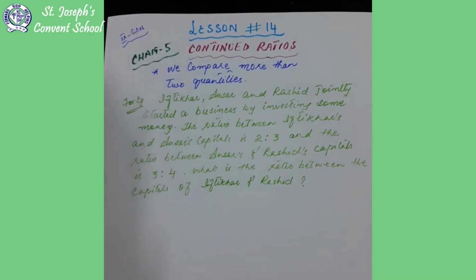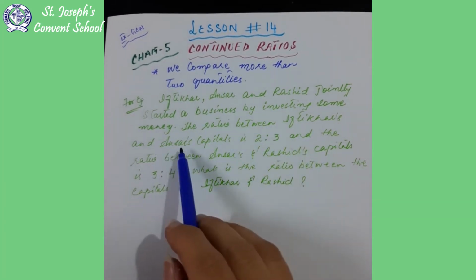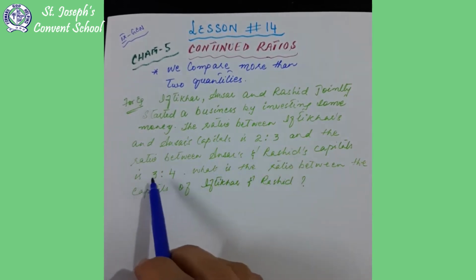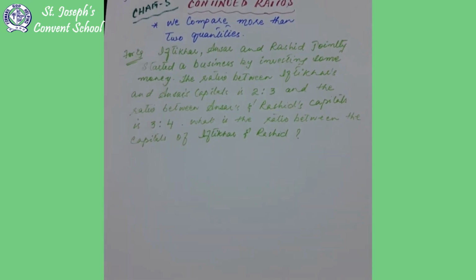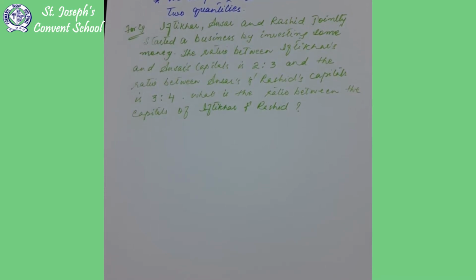So there were three persons, Iftikhar, Ansar and Rashid. They started business, so the ratio between Iftikhar and Ansar is 2:3. Then Ansar to Rashid is 3:4, and you have to find the ratio of Iftikhar and Rashid. So there are three persons, so how are you going to compare these quantities? It is known as continued ratio.